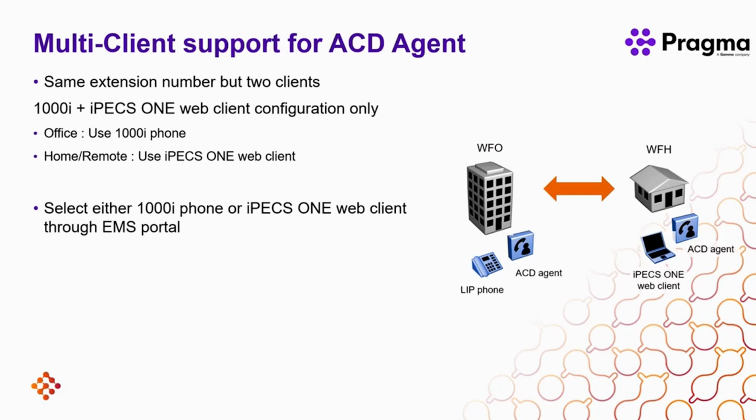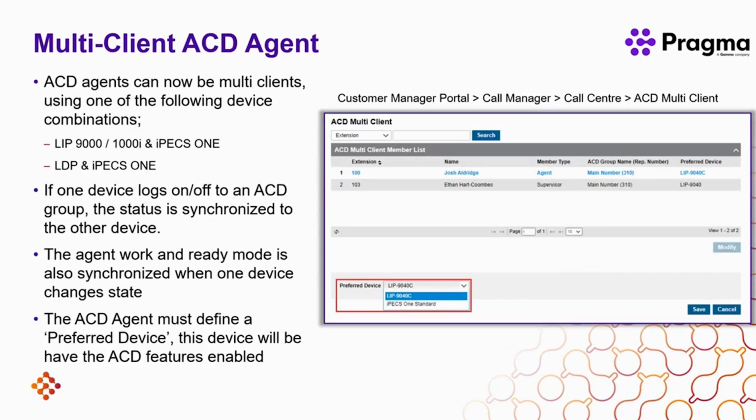Multi-client support for ACD. This means that we can have two devices on a user. So we can basically have a multi-client that has ACD. We can set up 1000i and iPECS 1 to then have an ACD user license, an ACD agent license on that user. But what you'll need to remember is that only one of those devices can be an ACD agent.